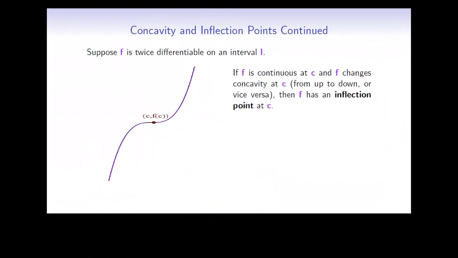If f is a continuous function at c and f changes concavity, either changing from concave up to concave down or from concave down to concave up, then we say that f has an inflection point at x equals c. Again, the easiest way to check for this is to use the second derivative. If the second derivative changes sign at a point where f is continuous, then f has an inflection point at x equals c.